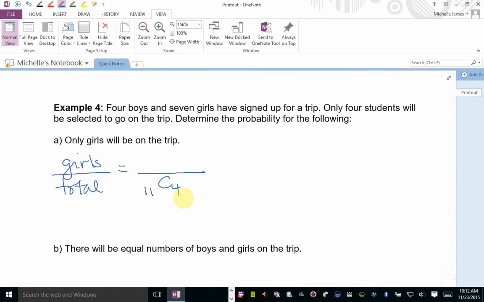Now what about the girl combinations? 7 girls, choose 4. So you can calculate each separately and divide them. You could fire that into your calculator and divide them. 7 choose 4 is 35. 11 choose 4 is 330.